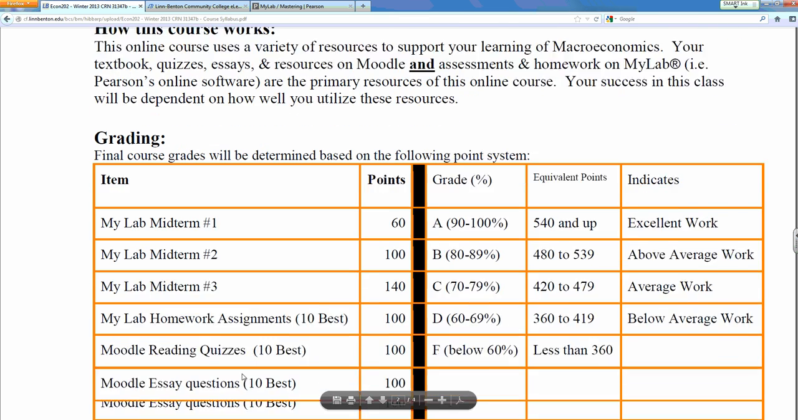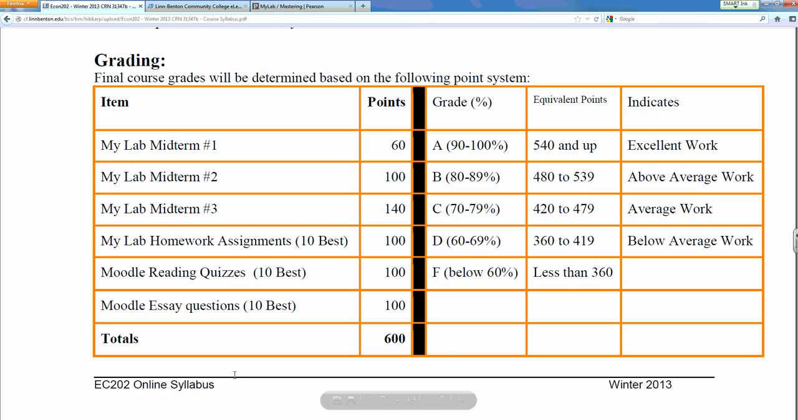Scrolling down, here's the grading system. You might want to be familiar with how the course is graded. We have a midterm number 1 at 60 points, midterm number 2, which is 100 points, midterm number 3, which is 140 points. That's like your final exam. Then we have our MyLab homework assignments. There's 14 MyLab homework assignments, so you will be able to drop your 4 worst, and I'll take the top 10 for 100 points.